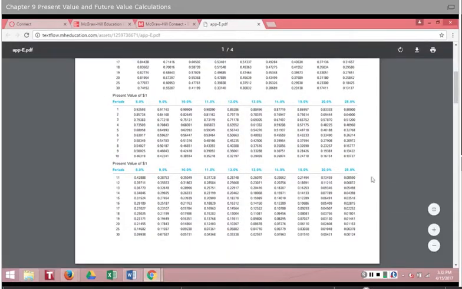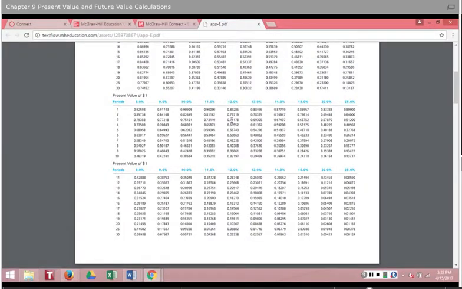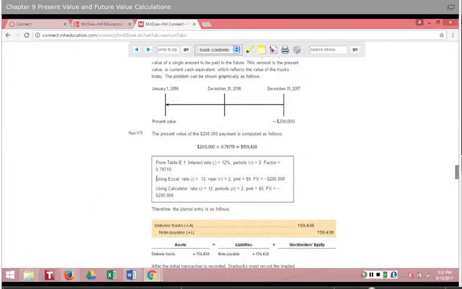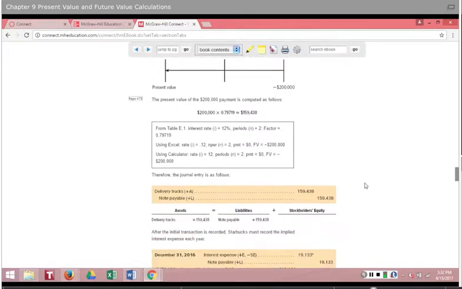Let's go to present value of $1. Let's go to 12%, time period 2. You can see that it's 0.79719. And remember, this is present value of a single sum. So when we take that 0.79719 and multiply it times 200,000, we get this $159,438. So on January 1st, 2016, we would debit the asset, delivery trucks, for the present value of what we will repay at the end of 2 years, and we will put the note payable on at that amount.